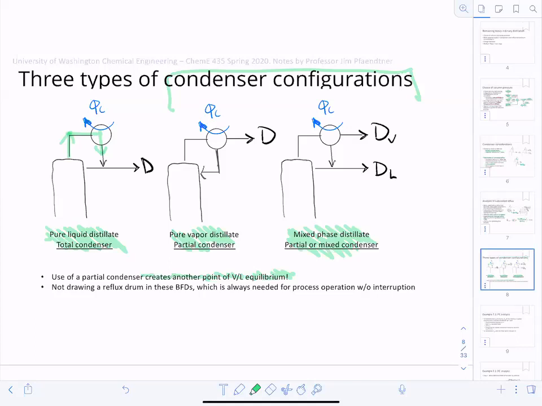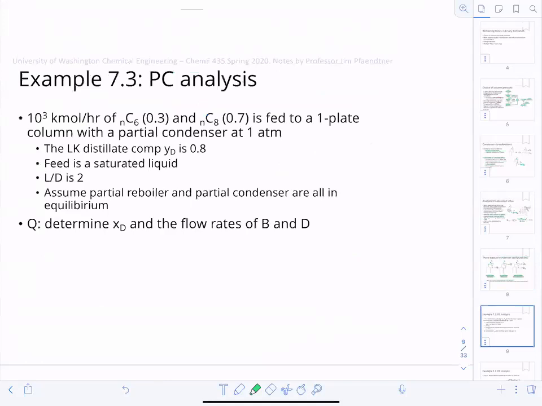So let's jump into this example problem and talk about how we do this analysis. This example problem will feature the partial condenser as well as a solution in which we're having to do the guess and check method. Just like we saw with the absorber, sometimes we have to do that also in distillation, and I'll highlight that when we're doing it. But let me walk you through the problem and then I'll show you the solution.